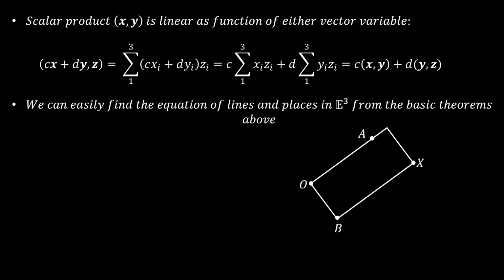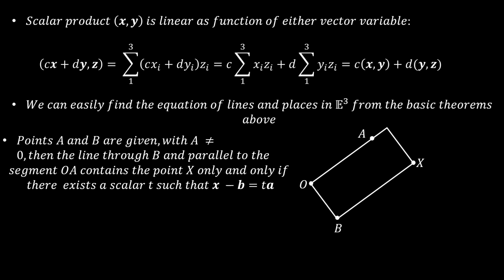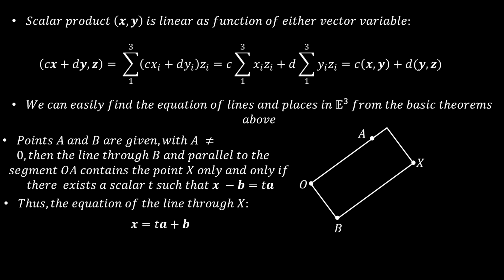So we can use an arbitrary constant t to signify that. We have A and B given, A not being equal to 0, and then the line through B and parallel to the segment OA contains the point X if and only if there exists a scalar t such that the vector X minus B is equal to the product of the given scalar t and the vector A, right? Such that the equation of the line through X can now, by reorganizing this equation, be equal to the scalar t times the vector A plus the vector B.